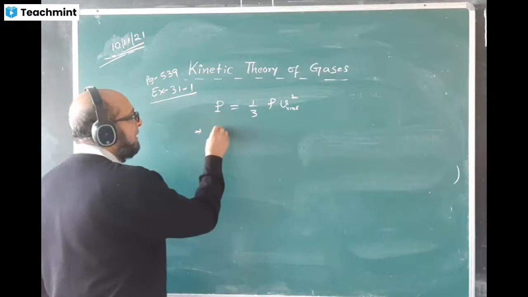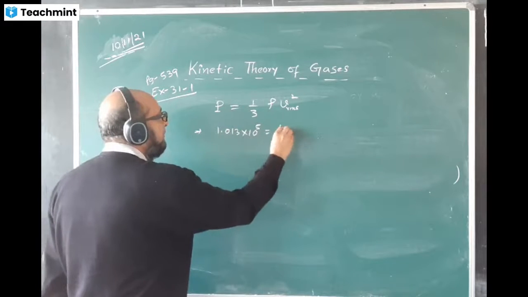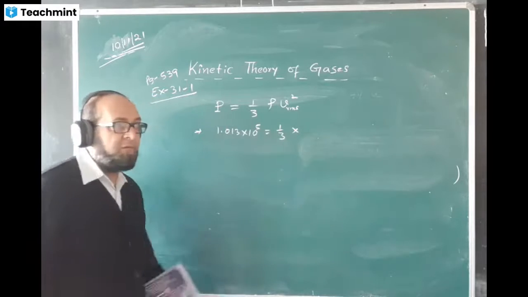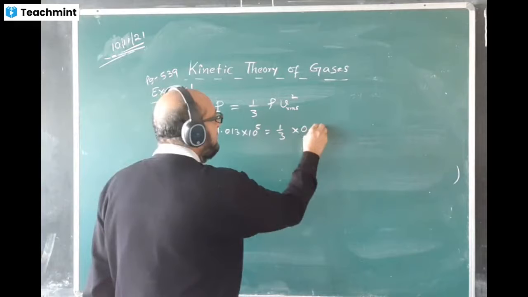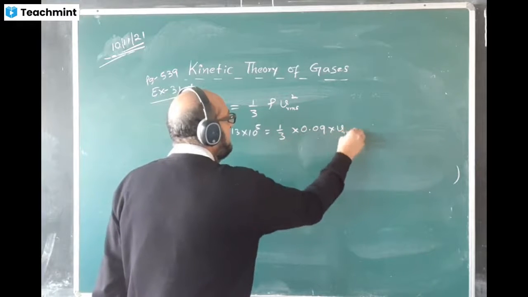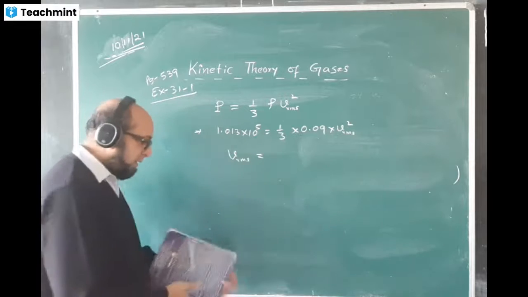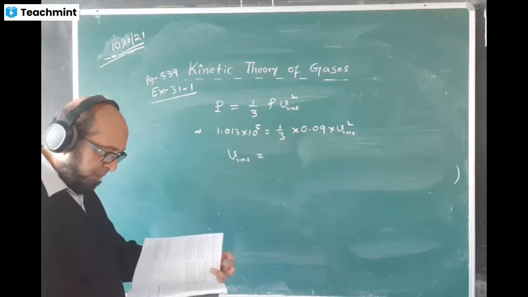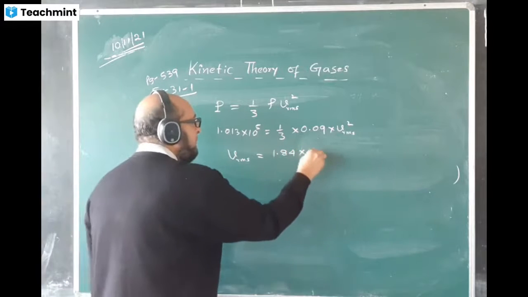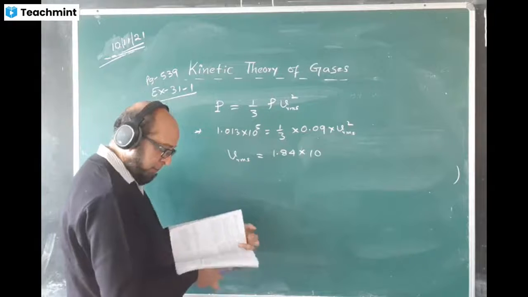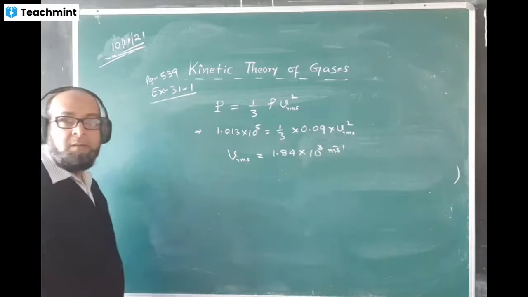So here you can write 1.013 into 10 to the power of 5 equals 1 by 3 into rho, the density of the gas, which is hydrogen, 0.09 given, into V RMS square, and using this we find the V RMS value. The answer comes 1.84 into 10 to the power of 3 meter per second. This is the answer. Very simple.